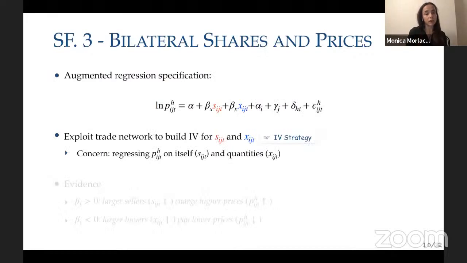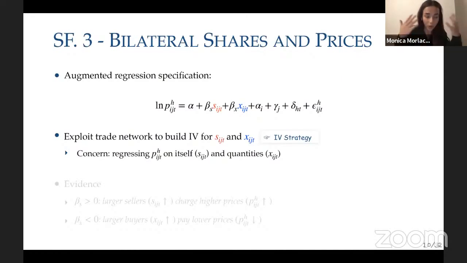Given these two measures of bilateral concentration, we augment the previous specification with these two market shares. Our goal here is to account for how this variation in bilateral prices is related to the size of the exporters and the size of the importers in terms of market share. Obviously, a regression like this is troublesome because we are regressing effectively prices on market shares, and we know that it's very hard to interpret such regressions. Obviously, we are not claiming any source of causality in this kind of regression.